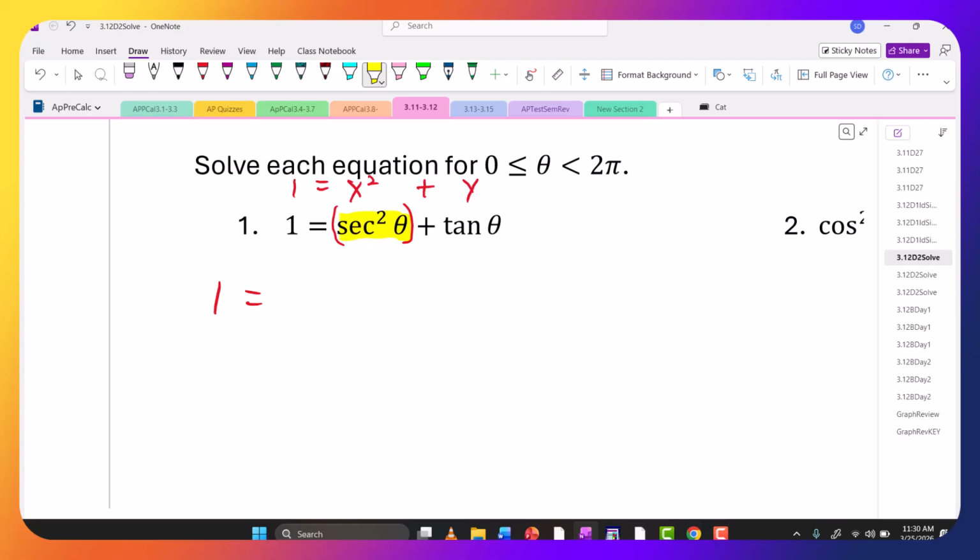The bridge, the connection, is that there's an identity I could replace that secant squared with, and it is in terms of tangents. What is secant squared? We already wrote this one today. It is 1 plus tangent squared. Now I am in the same variable. This is like 1 equals 1 plus x squared plus x. I could solve that. That's a quadratic. But watch what happens when I subtract 1 from both sides.